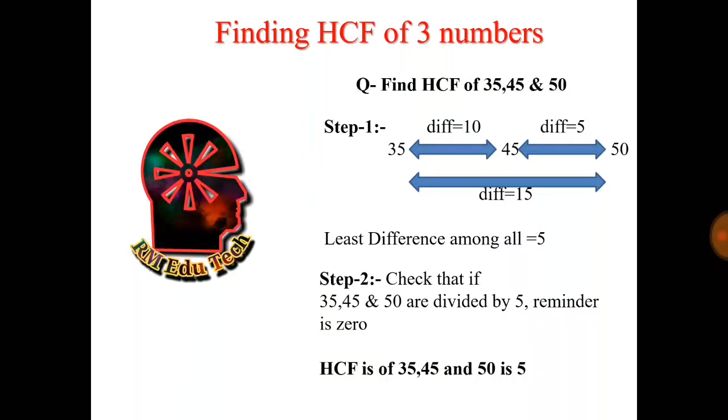That means 35 divided by 5 is equal to 7. 45 divided by 5 is equal to 9. And 50 divided by 5 is equal to 10. When we divide each number, the answer is a whole number, not in decimals. So the HCF of the three numbers is 5. Now take the next example.